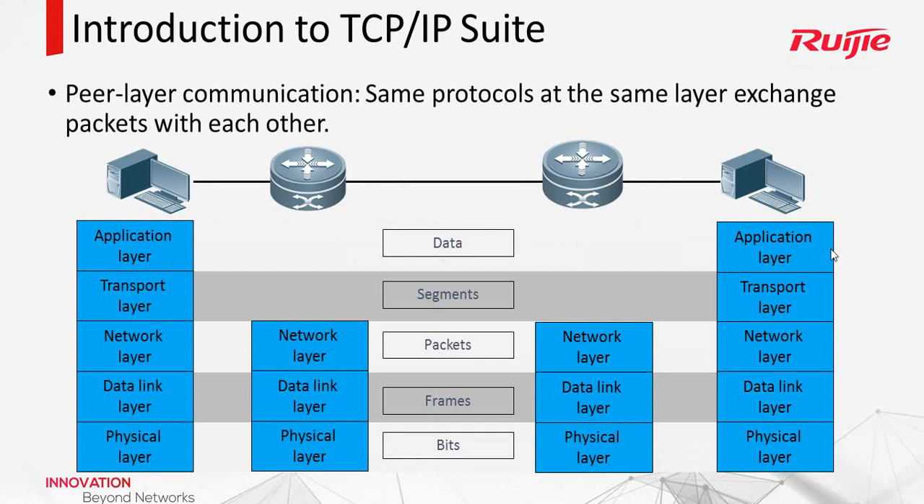Here, this is peer layer communication. It requires that the same protocols at the same layer exchange packets. This means different layers can only communicate with the same layer. For example, at the application layer, we call it data. Then the transport layer, it is called segments. In the network layer, we call it packets. The data link layer, we call it frames. And the physical layer, we call it bits.